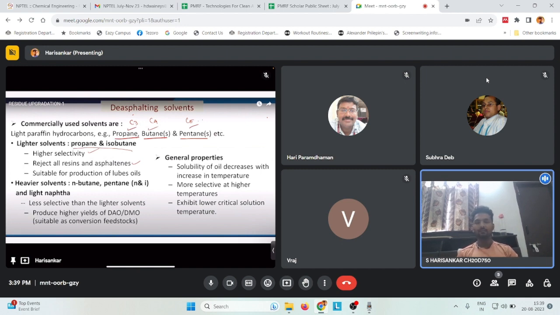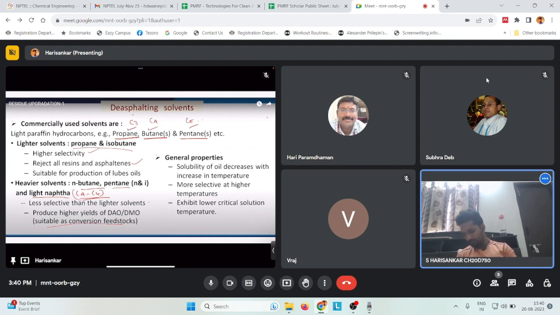And of course, we can use even slightly heavier solvents like butane, pentane, and light naphtha, which is basically C4 to C6. These solvents are slightly less selective than the lighter solvent towards the oil content, and they usually produce higher yields of DAO or DMO.